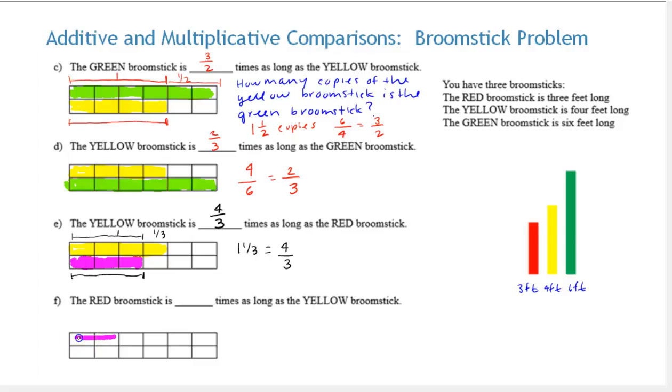And finally, we're going to compare the red to the yellow. And I hope you're beginning to see the patterns. When we compare in the other direction, now we know that we're using the yellow as our unit of measure, and the red is smaller than the yellow. So the red is 1, 2, 3 out of 4, or 3/4 of the yellow. And notice 3/4 is the reciprocal of 4/3. And again, that's always going to be the case when you change the direction of the multiplicative comparison.